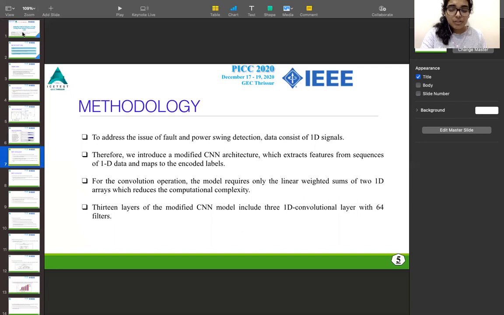This data that has been recorded, this one-dimensional data that has been collected, is given to a modified one-dimensional CNN algorithm where features are extracted and mapped to encode labels. It fundamentally consists of 5 definite layers. The 1D CNN layer has 64 filters, 3 batch normalization, and max pooling layers with strides of 2 and pool size of 3 to downsample and reduce the size of the feature map.